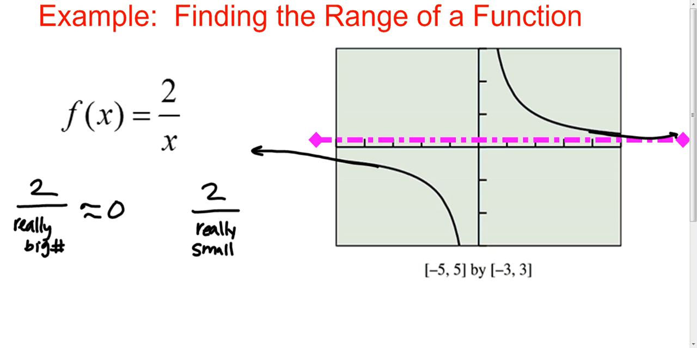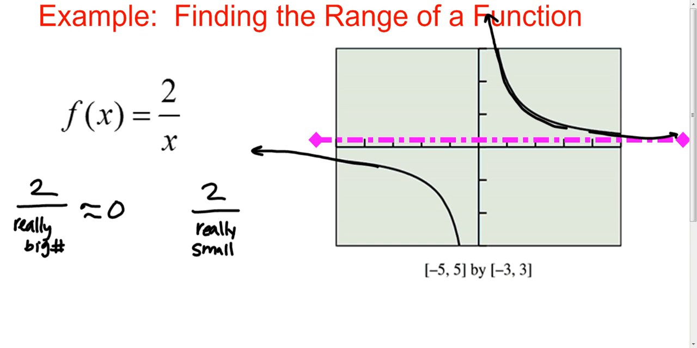You guys can think about that, but your range is your y values. 2 over a really small number is going to give you a really big number. Then it's going to go negative, and then it's going to go here. A really small number means I'm going to get closer and closer and closer to 0.